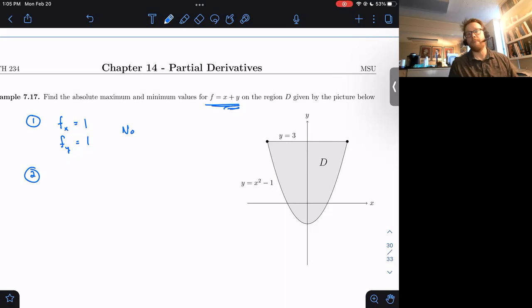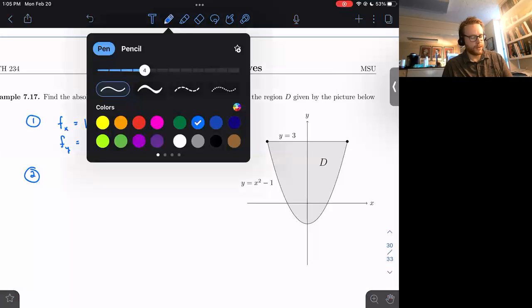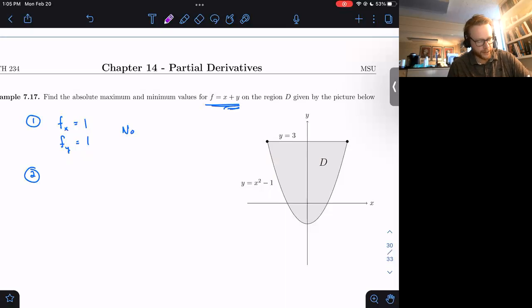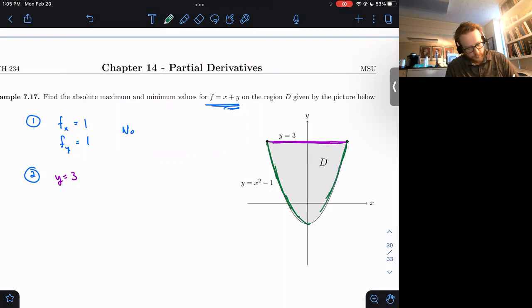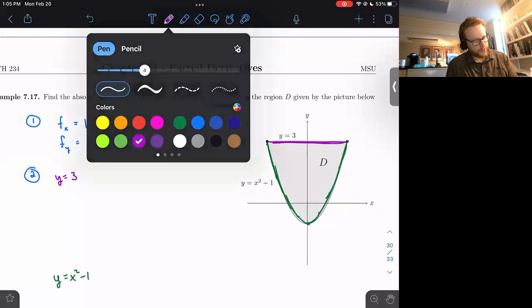Now, the interesting thing here is that my boundary is actually made up of 2 pieces. Looking at it graphically, my boundary for this closed and bounded region D is made up of this line, y equals 3, and then it's also made up of this parabola. Those are my 2 boundary pieces. And so I will need to search both of those boundary pieces and see what kind of critical values we get from our function on both of those pieces. Let's go ahead and start off with this easier one first.